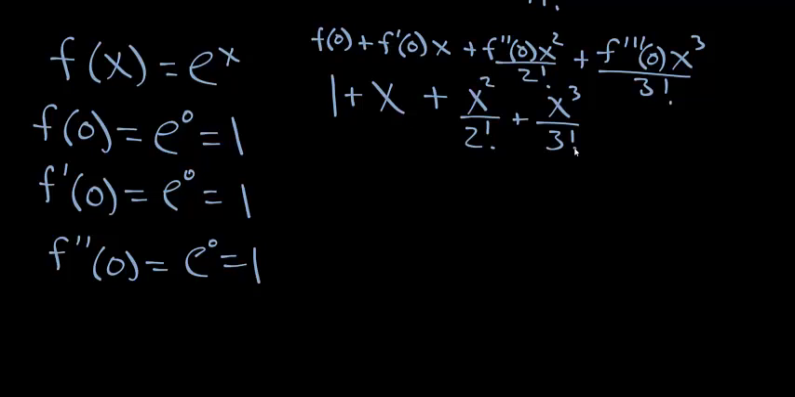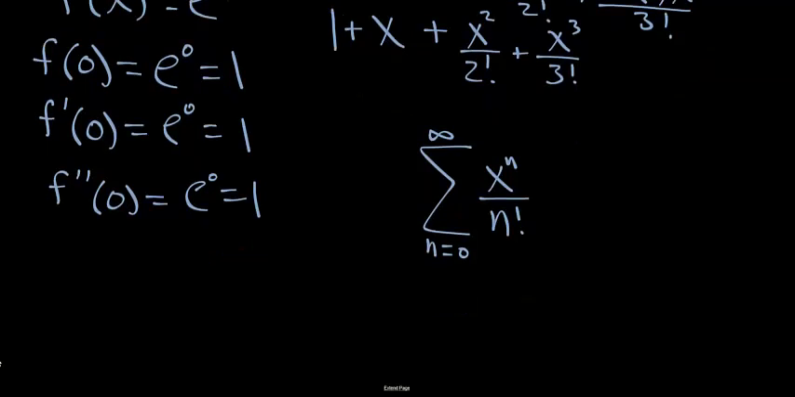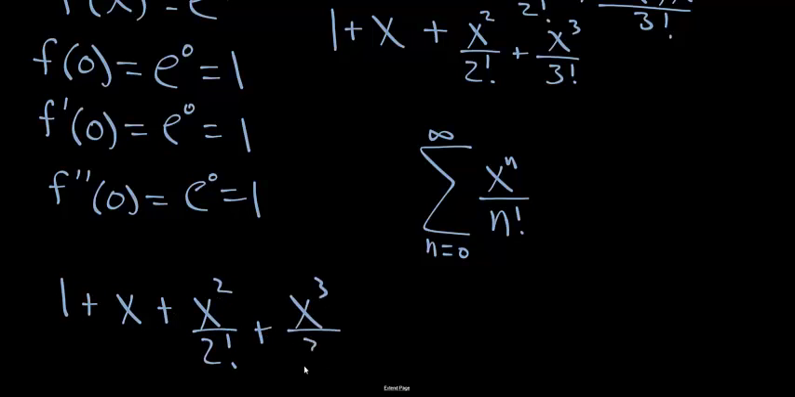But if we want to talk about a series, we would say, well, look at this. This is x to the n over n factorial, and I guess n goes from 0 to infinity. There's your Maclaurin series for e to the x. Does everybody see that? Now look at what this looks like. This is 1 plus x squared over 2 factorial plus x cubed over 3 factorial, and it goes on and on forever, right?